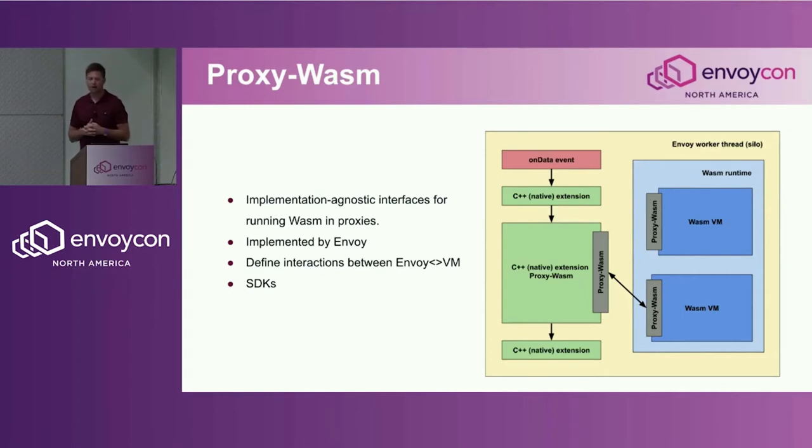Proxy Wasm is a standard. It's an implementation-agnostic standard of interfaces for running Wasm in proxies, and Envoy has implemented this standard. The standard defines this low-level interaction between Envoy and your Wasm VMs, which is considered an ABI. Instead of using this low-level standard ABI, Proxy Wasm also supports several different language-specific SDKs like Rust and Go, and the Go SDK is what I'm going to demonstrate later on in today's talk. Those SDKs provide the functions and callbacks that you would use for writing your Wasm modules.